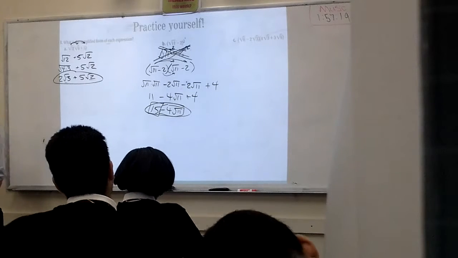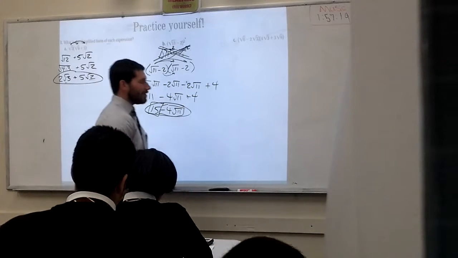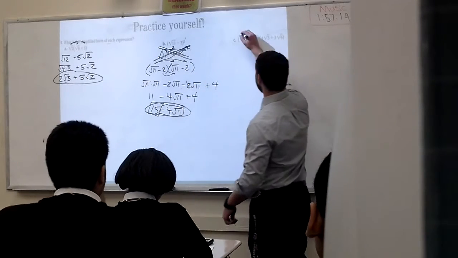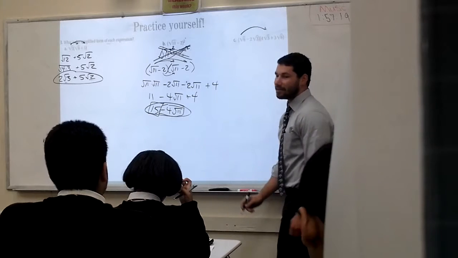I got the next one. Next one, Yuri, help me out then. What do we gotta do? What's it called? FOIL. So the two first terms multiply and get what?